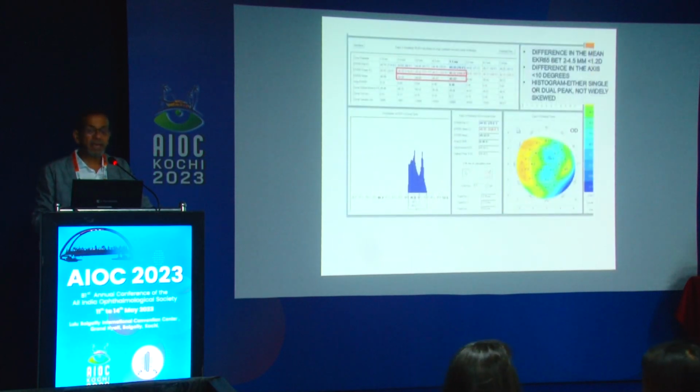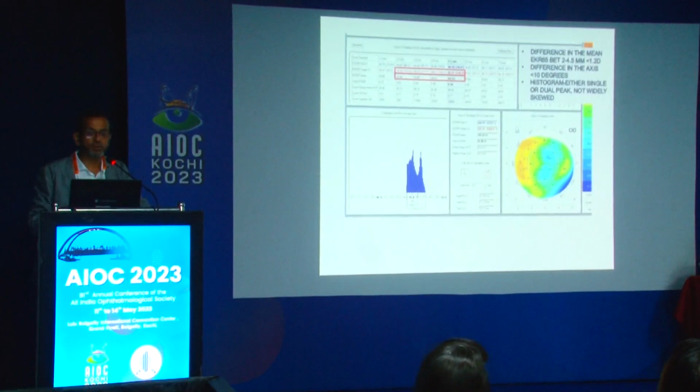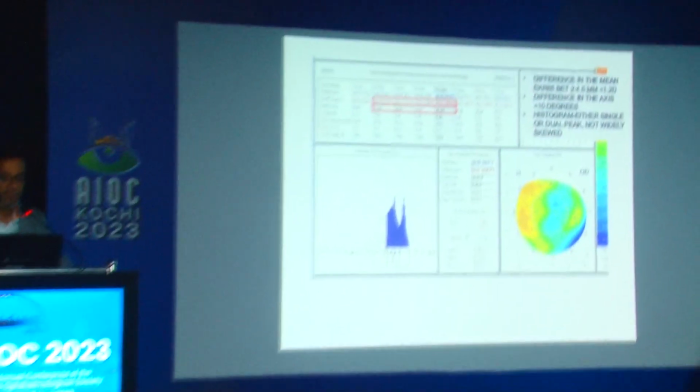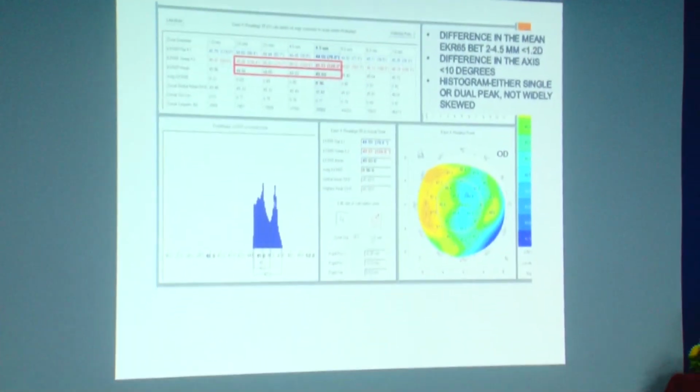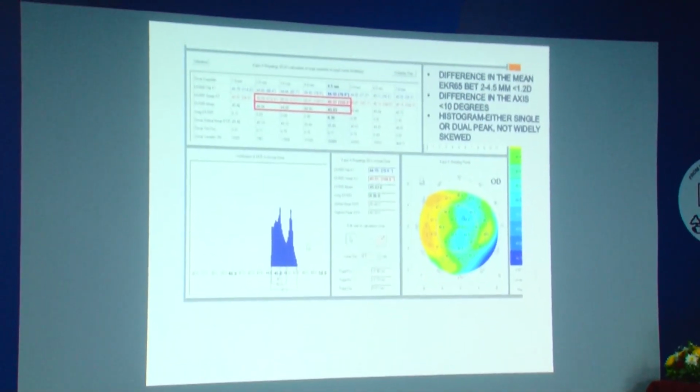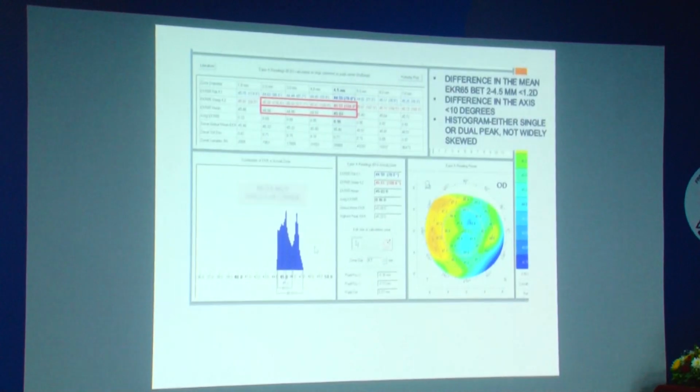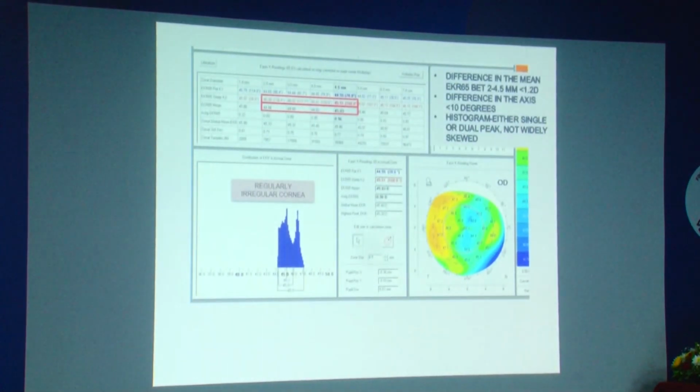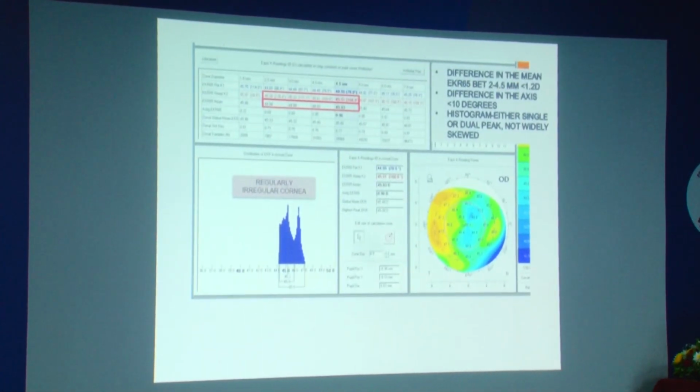Now, in an EKR map, the difference in the mean EKR 65 readings between a 2 to 4.5 millimeter zone of the pupillary size should be less than 1.2. The difference in the axis in this zone should be less than 10 degrees. And the histogram, as seen over here, should have either a single or a double peak and should not be a very skewed histogram.